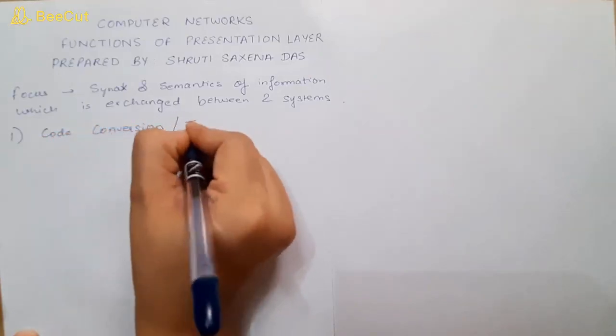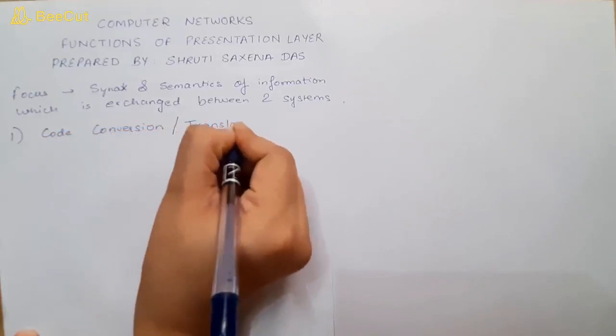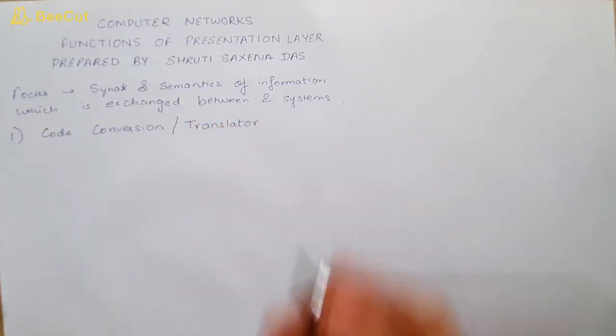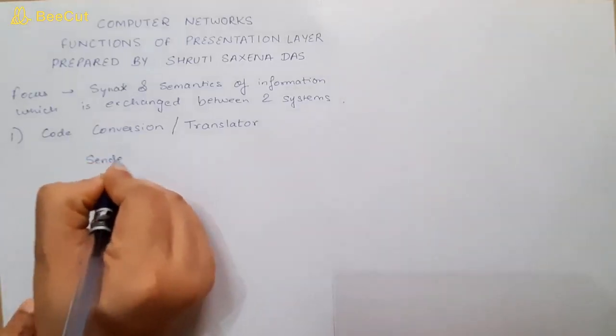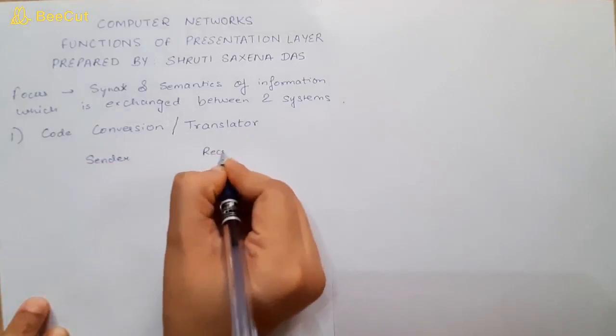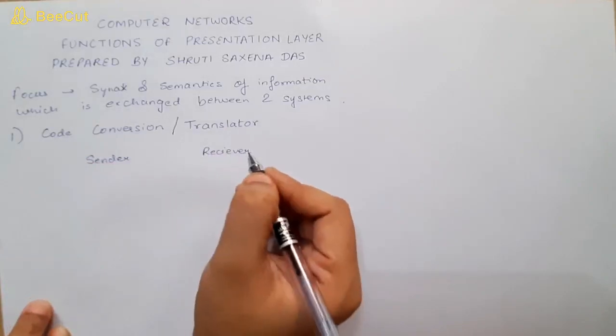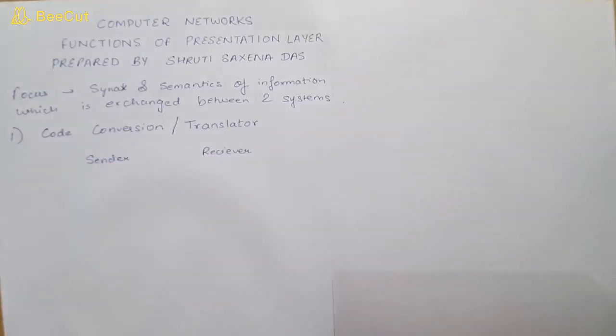or translator. So this presentation layer acts as a translator, or the main responsibility of this layer is code conversion. Now what does this mean? Now suppose there are two machines, one is the sender, another one is the receiver. Okay, these are the two machines who want to communicate, who want to exchange some information.